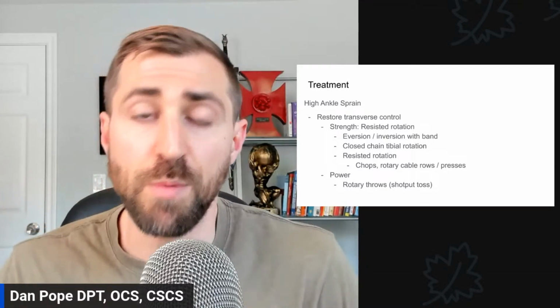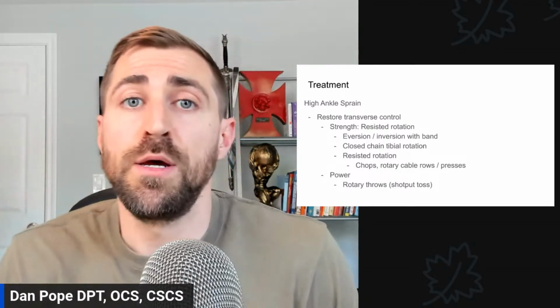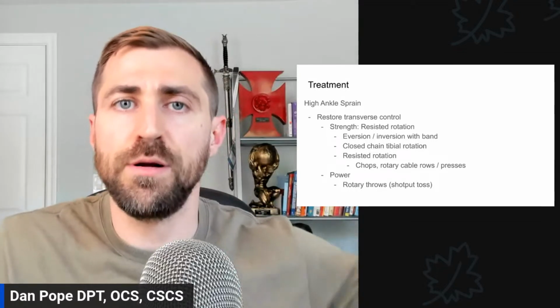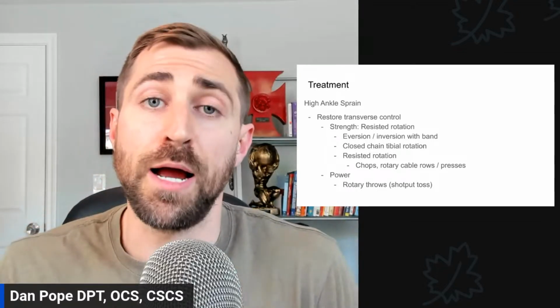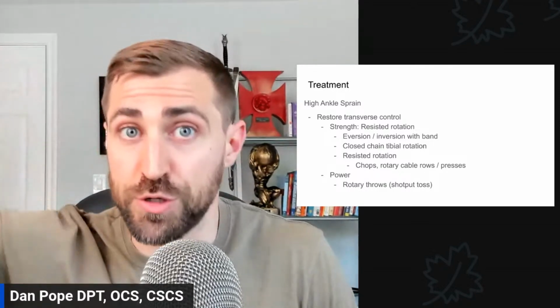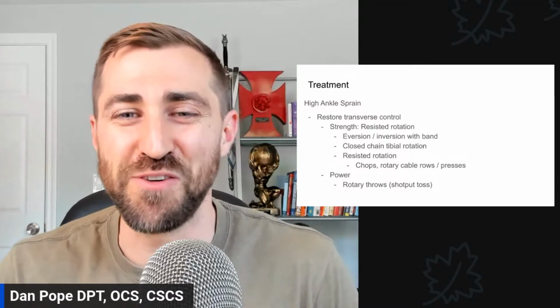From a power perspective, I like to start doing some jumping with turns. For my lateral ankle sprains, maybe I'm doing some lateral jumping through a ladder and prioritizing that. For my high ankle sprains, I'm prioritizing a jump with a turn, so a jump with a quarter turn. When you land, you have to control all the rotation that's trying to occur within your foot and ankle.